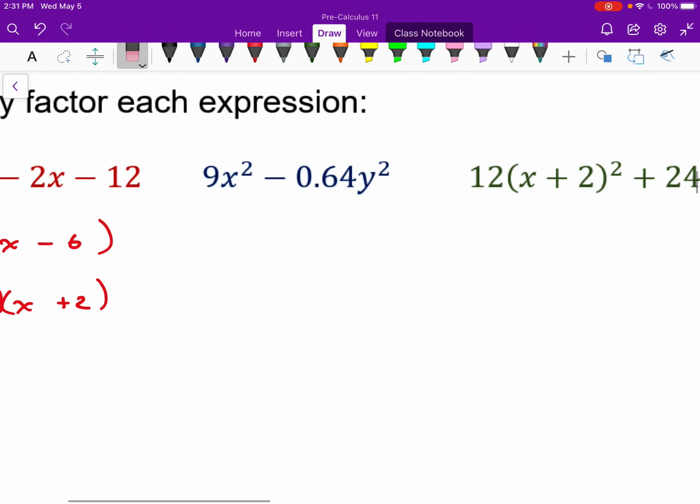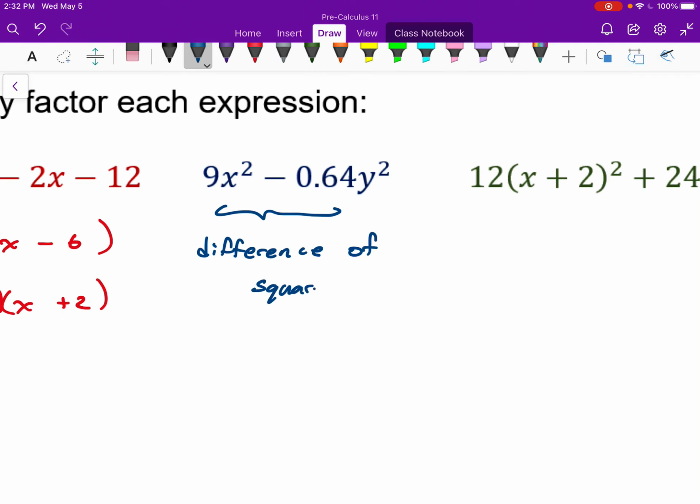Okay, what about this one? This one here, it's only 2 terms, but both the terms are perfect squares. It's more obvious with the first one. 3x times 3x is 9x squared. But the second term is also a perfect square. 0.8y times 0.8y does equal 0.64y squared. And you can always double check that on a calculator, but this is a difference of squares, just not as obvious as other differences of squares.